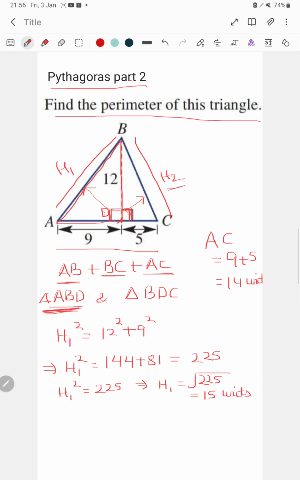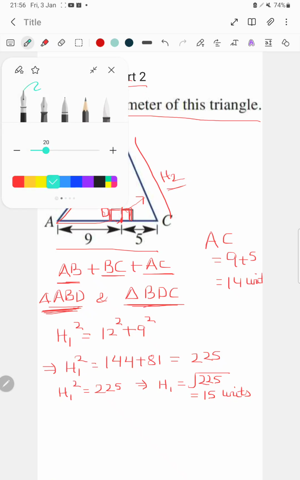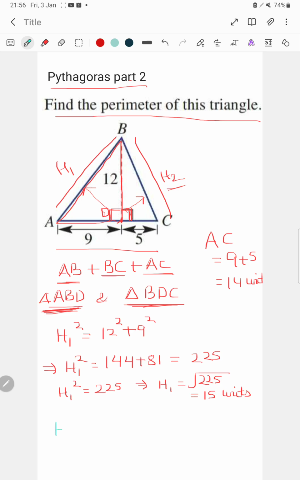Similarly, we have to find H2. So in triangle BDC, BC square, which is H2 square, is equal to 5 square plus 12 square, which is 25 plus 144, and that is equal to 169. So from here, because H2 square is 169, H2 is equal to 13, or you can say the square root of 169, which is 13 units.